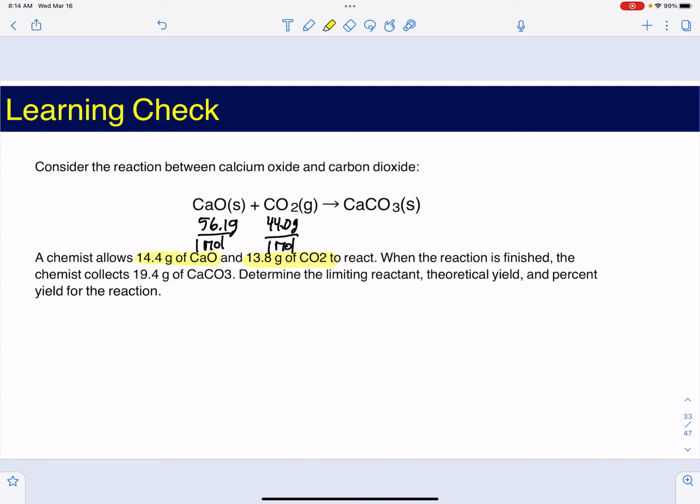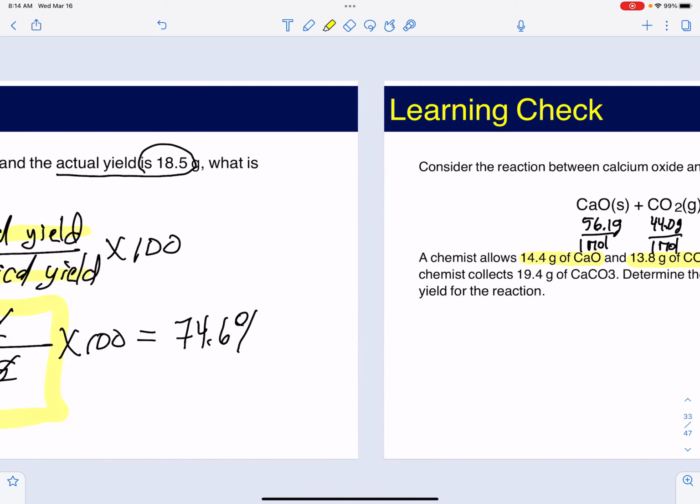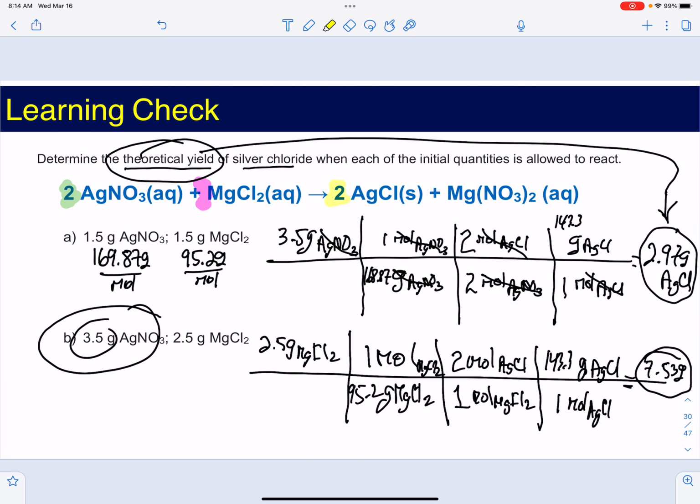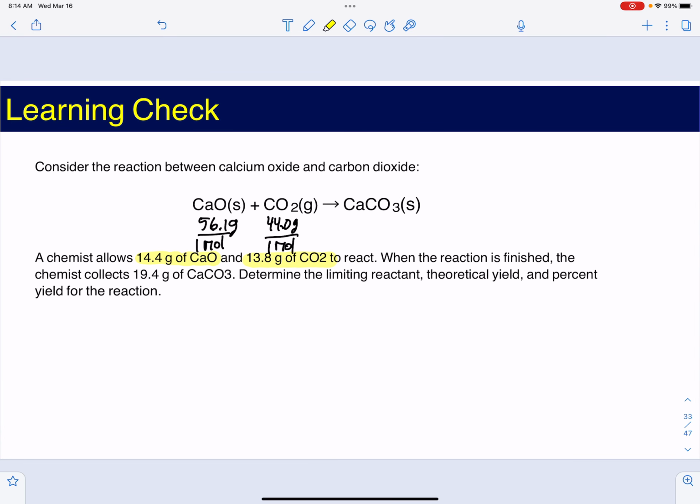So what we're going to do, we're going to take each one of them like we did earlier, and we're going to see which one gives us the lower amount of product. And that's going to be our theoretical yield. And then the problem also tells us that when the reaction is finished, the chemist collects, that's the key word, collects 19.4 of the calcium carbonate. So this keyword collects is telling us that this is our actual yield. That's what the reaction produced in reality.